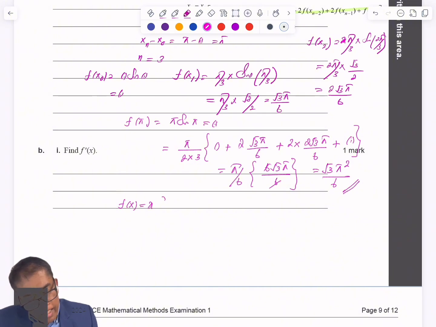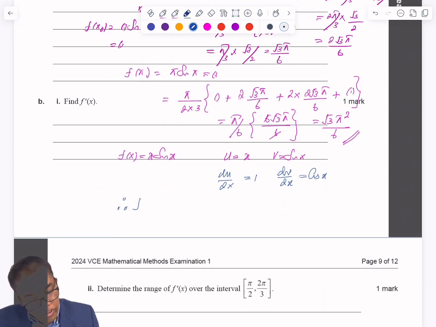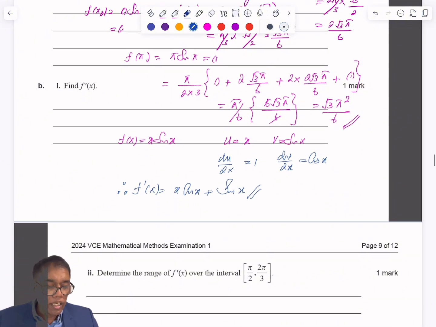Part B of the question, we are asked to find f dash x. f of x is given by x sin x. We have to use the product rule where u is equal to x and v is equal to sin x. du on dx is 1, dv on dx is cos x. Therefore, f dash x is u dv on dx, x cos x, plus v du on dx, sin x. This is the answer.